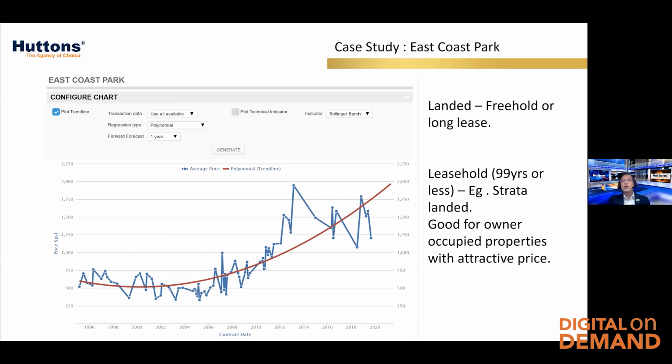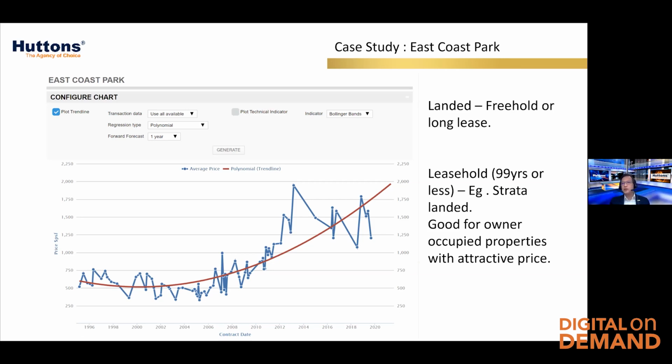So the property that we are really looking into, at the end of the day, if you're buying landed property, generally people will look for a freehold or super long lease type, like the 999 leasehold. But there is another category of property which is leasehold, which is 99, and there is this type of development called cluster housing.